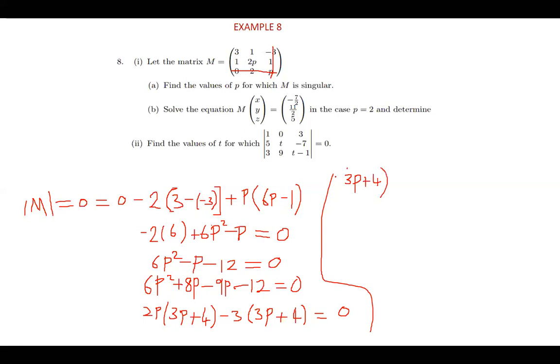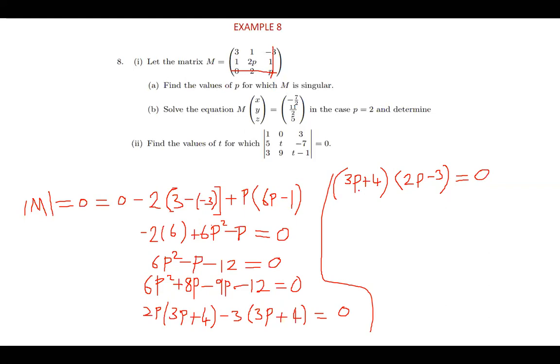The good part with these quadratic equations, when you find that the things that are in the brackets are different, just know that you've made a mistake somewhere and you need to revisit your solution. So 2p minus 3. This is going to be equal to 0.